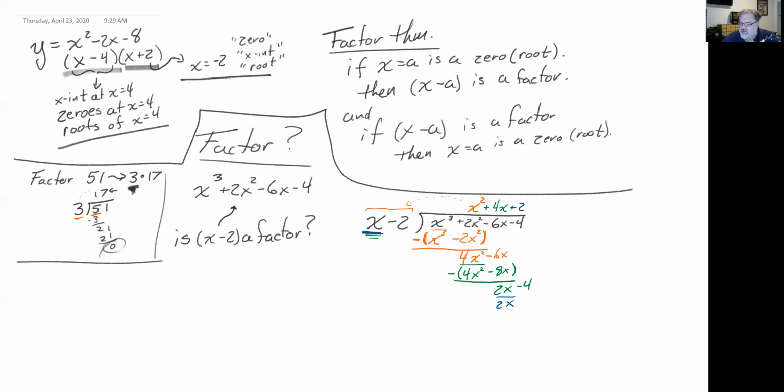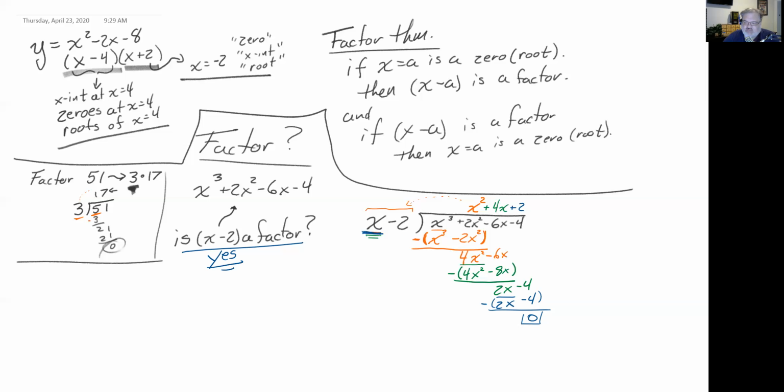And is it really minus 4? Did it really work? Again, we're subtracting those, so be careful about the signs. 2x minus 2x is 0. Negative 4 minus negative 4 is 0. So is x minus 2 a factor? Well, we got that 0. It divided perfectly. So yes.